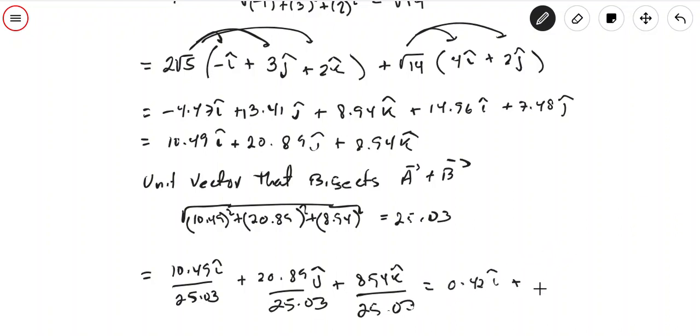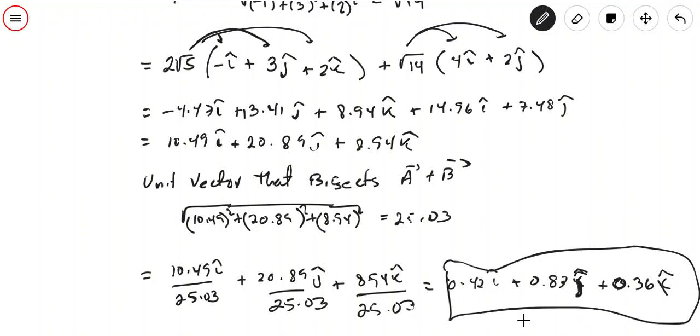So this would now be 0.42i plus 0.83j plus 0.36k. Sorry, this is j here. And this vector that we have here is a unit vector. This is the unit vector that bisects the vectors A and B. The previous vector is the vector that bisects A and B, and this is the unit vector that bisects them.